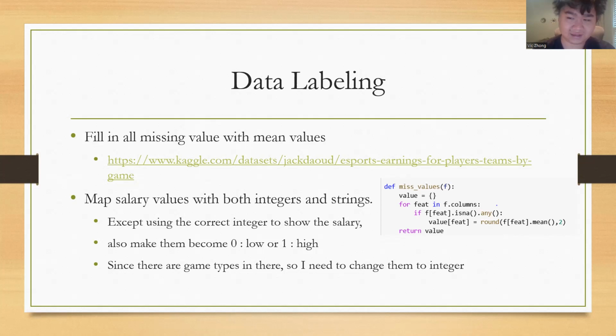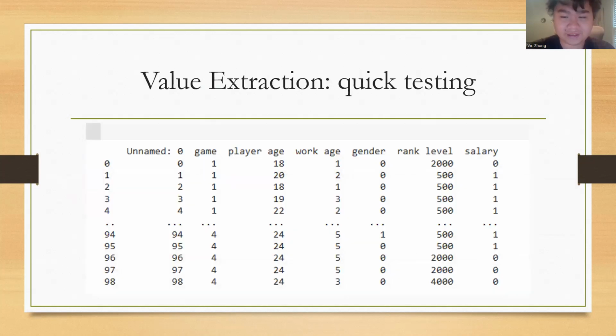Now let's get the data. Here is just a quick test, showing you what the data looks like. I organized it by game type, first one, second one, all the way until the 4th. And here are their age, how many years they worked, and whether they are male or female. Most of them are male. Only a tiny bit of them are female.